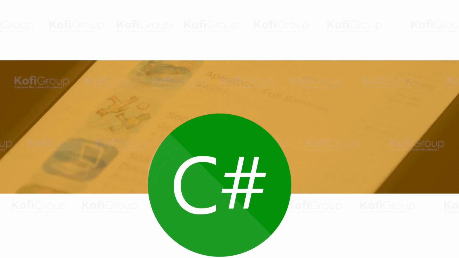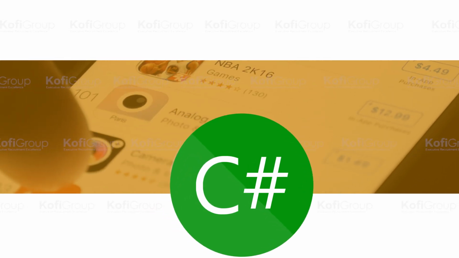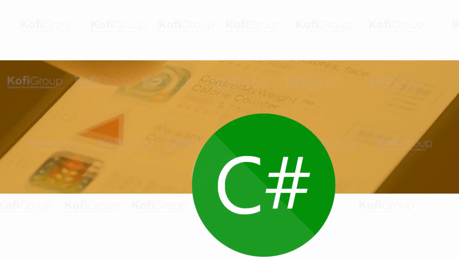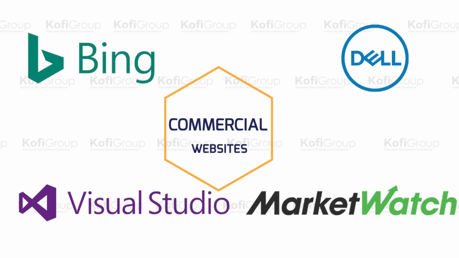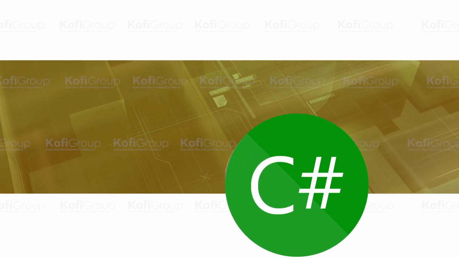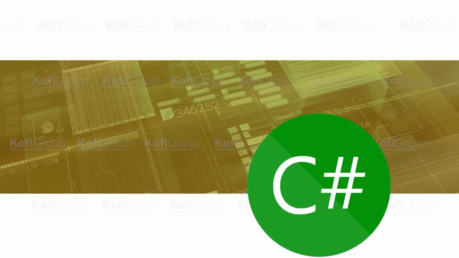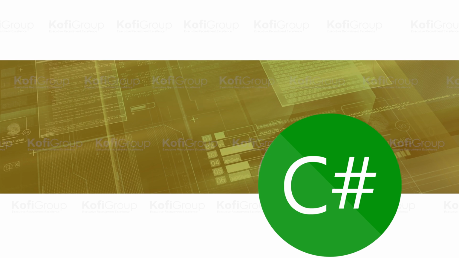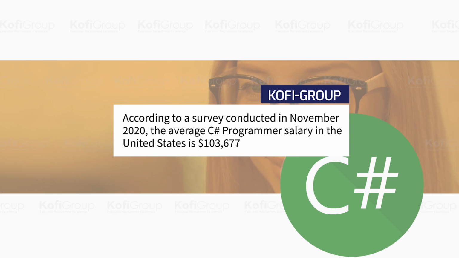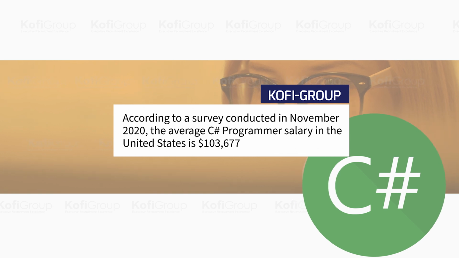It's also popular amongst mobile developers, VR engineers, and people interested in 2D and 3D video game development using the Unity engine. C# is used extensively, even serving the back end of commercial websites such as Bing, Dell, Visual Studio, and MarketWatch. Just like any of the top programming languages, C# has its drawbacks. C# can have a steep learning curve, especially for resolving errors, and is notoriously less flexible than languages such as C++. According to a survey conducted in November 2020, the average C# programmer salary in the United States is $103,677.